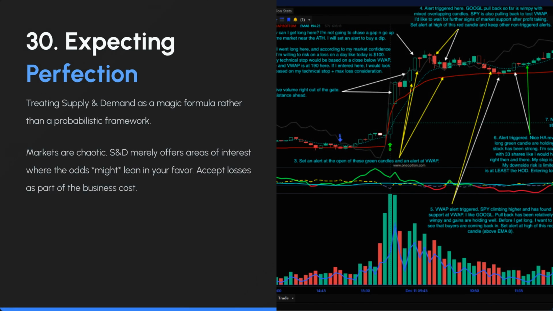Supply and demand trading is a probabilistic framework, not a magic formula. The markets are chaotic. View these zones as areas of interest where the odds may lean in your favor, and accept losses as a standard cost of doing business.